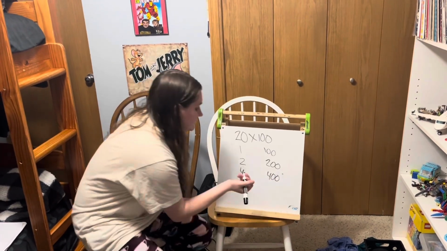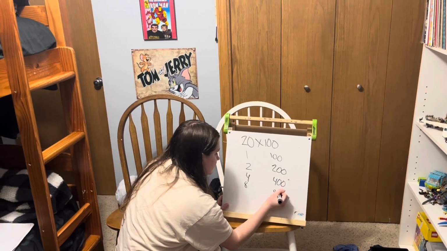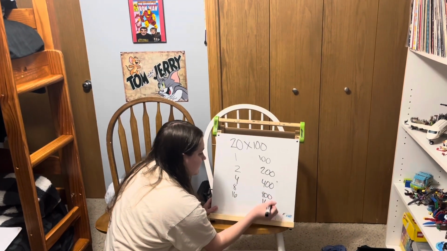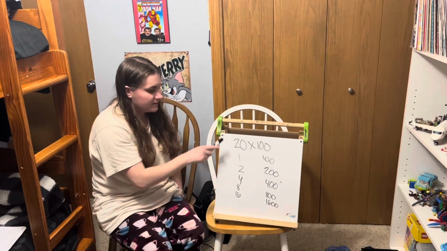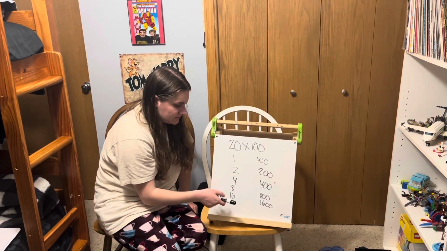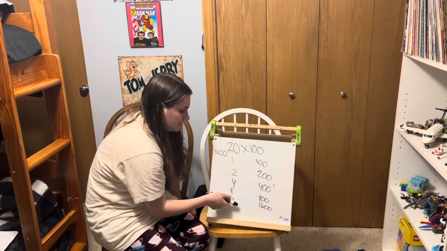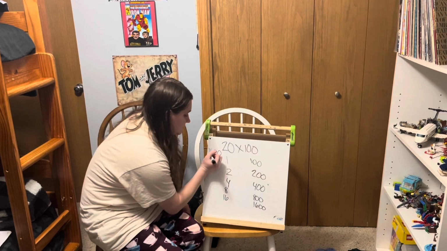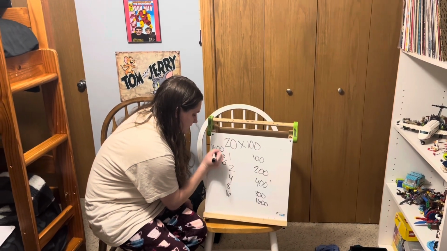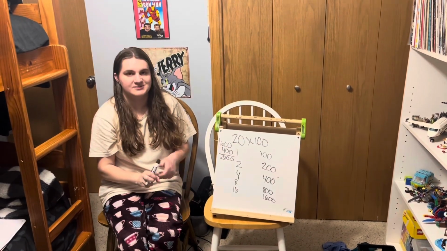And so we're just going to repeat this process. So we're going to go 8, 800, 16, 1600. Now we're at the point where we add. So what numbers add up to equal 20? Well, 16 plus 4 equals 20. So I'm going to do 1600, because remember we're going with the corresponding number, plus 400. I'm going to add those up. I'm going to get 2,000. So I know that 20 times 100 is 2,000.